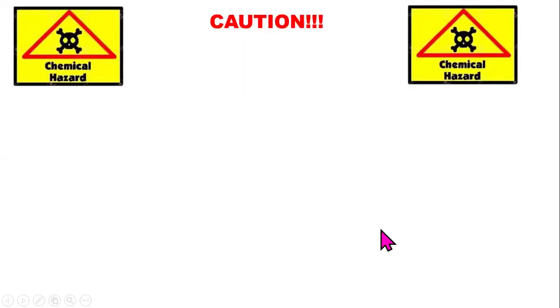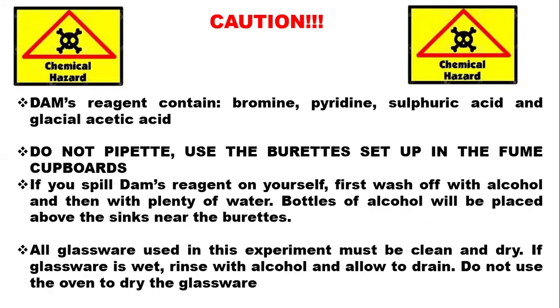So let's talk about the Damm's reagent. We need to handle this reagent with care, because Damm's reagent contains bromine, pyridine, sulfuric acid, and glacial acetic acid. So you are told not to pipette, rather you use the burette setup that is in the fume cupboard.